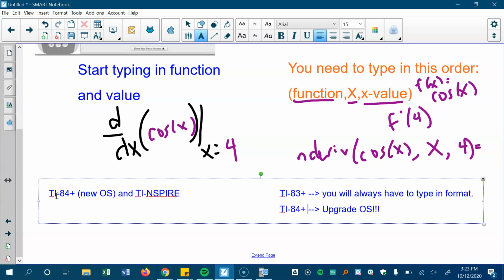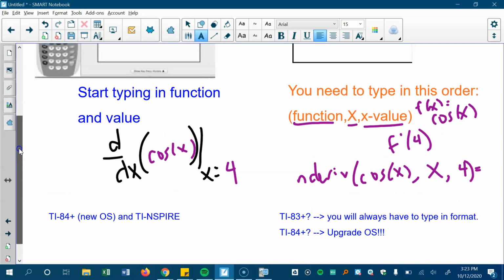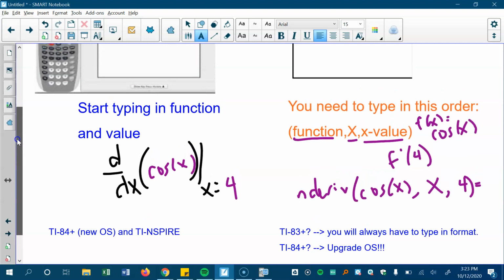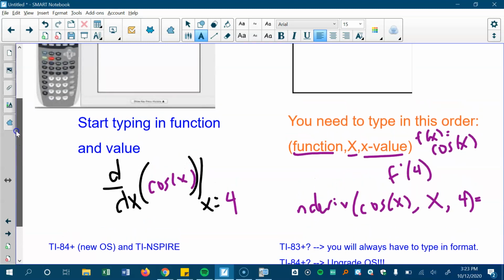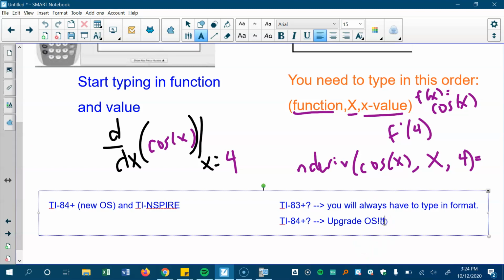And you can do that online if you have the cable. If not, if your math teacher or any math teacher is ever in school, then you can go to the math office and we can get you a new operating system. It takes about a couple of minutes total. We have the cables, and you just need to calculate the new operating system, then we can update you. Please note also that if you have the TI-89, you'll also have to type in this format.